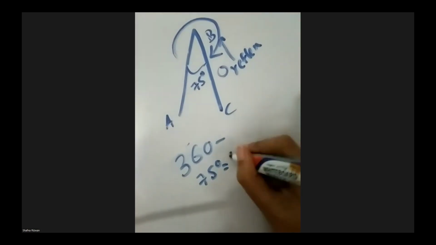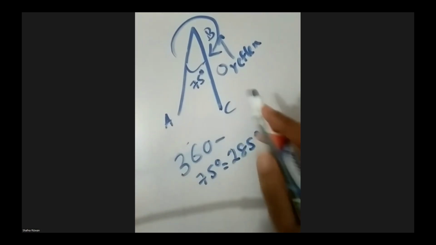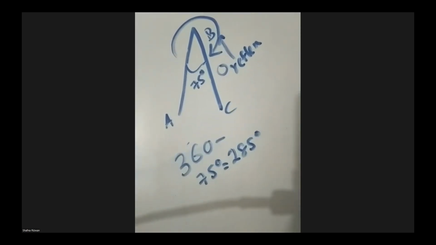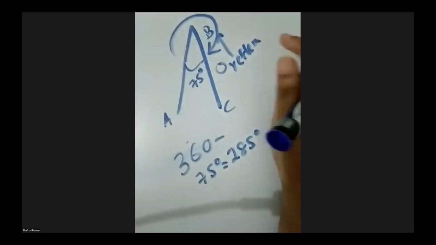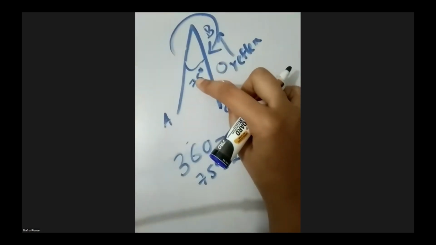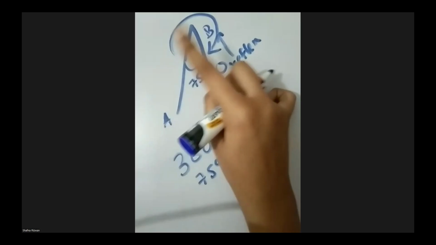Yeah, you will get around 285 degrees. So what's the reflex angle answer? That is 285, because this is 360 around the point. So they have already given 75. If you want to find the balance here, minus 75, you all can find it. 360 minus 75.